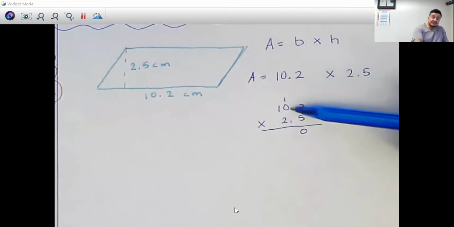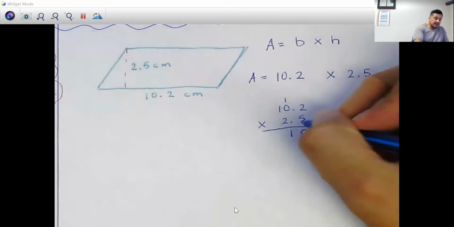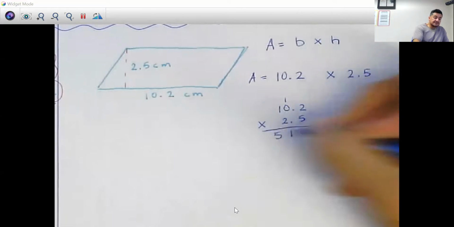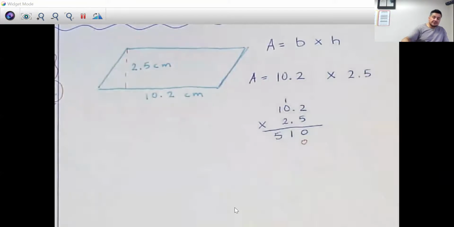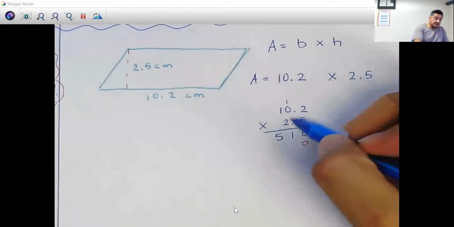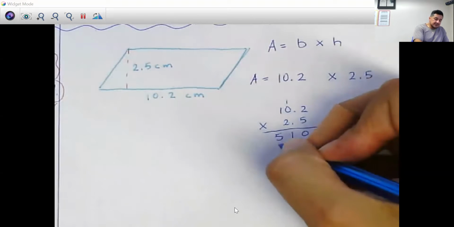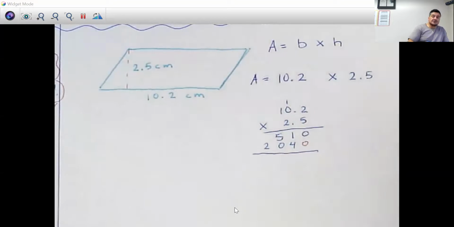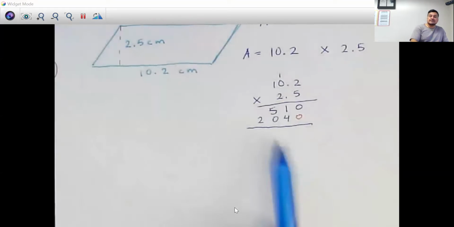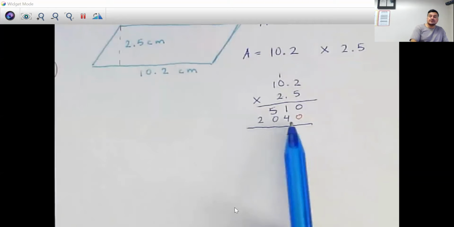And then we do 5 times 0, which is 0, plus 1 is 1. And then I do 5 times 1, which is 5, okay? I'm going to place a 0 for my placeholder, and then I continue on with the algorithm, okay? So I do 2 times 2, which is 4, 2 times 0, which is 0, and 2 times 1, which is 2. Okay, so our first set of values is 510, and the second set of values is 2040.